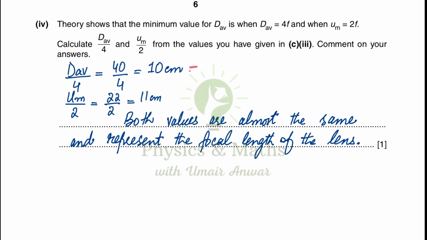Both of them are representing the focal length of the lens, and we can see that they are almost approximately the same values within the experimental range of error. So I've written an argument, both values are almost the same and represent the focal length of the lens. So the question ends here with this answer.